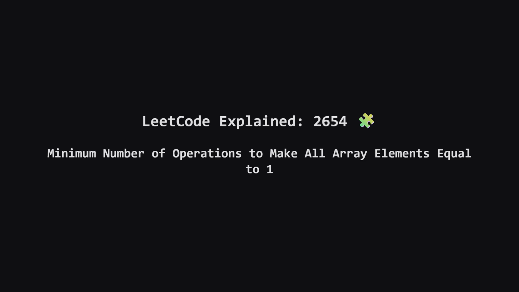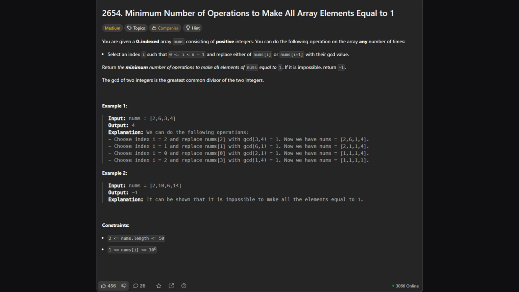Hey everyone, welcome back. Today we're tackling a fun medium problem from Leetcode, minimum number of operations to make all array elements equal to 1. It sounds a bit tricky, but don't worry, we'll break it down step by step. So here's the official problem description.